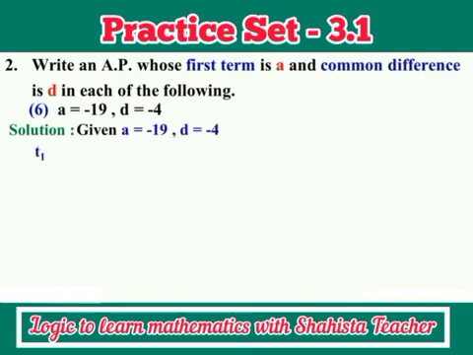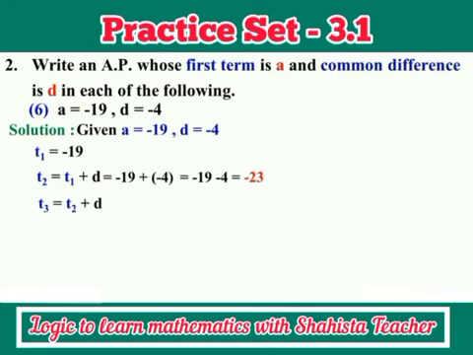This is given. So here T1 is equal to minus 19 and T2 is equal to T1 plus D. Again apply this formula: minus 19 plus, inside bracket, minus 4. So plus minus minus, minus 19 minus 4. Minus minus becomes plus, but we give the greater number's sign. So minus 23. T3 is equal to T2 plus D.